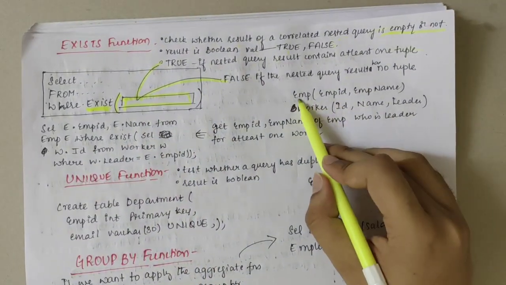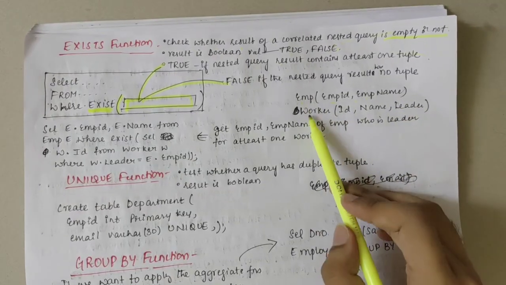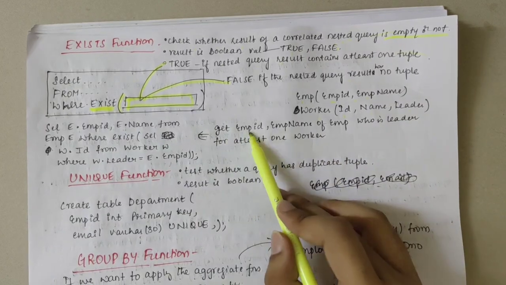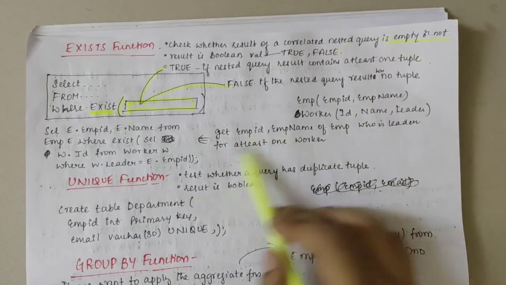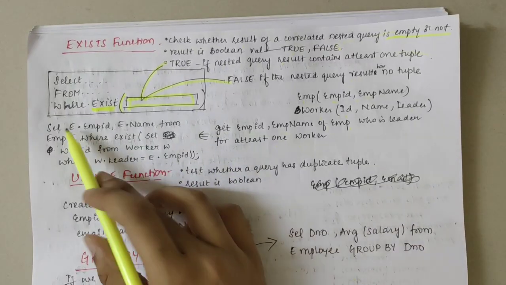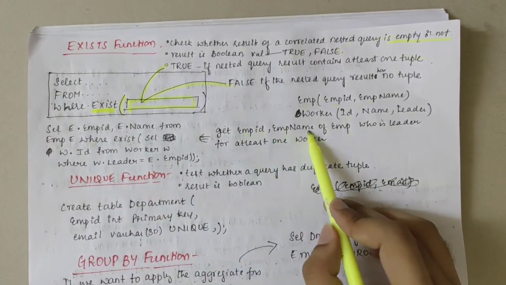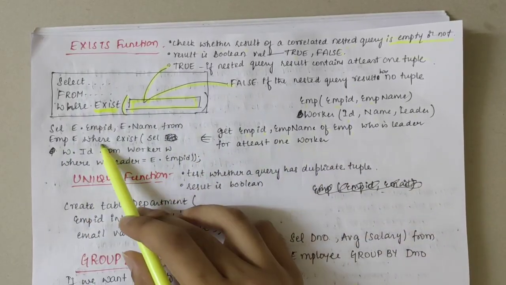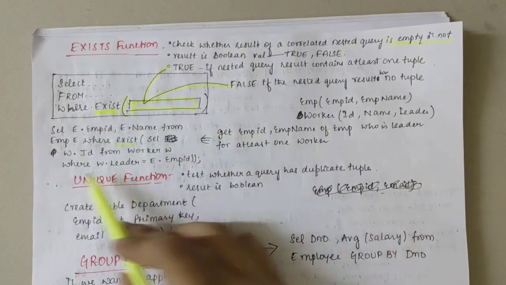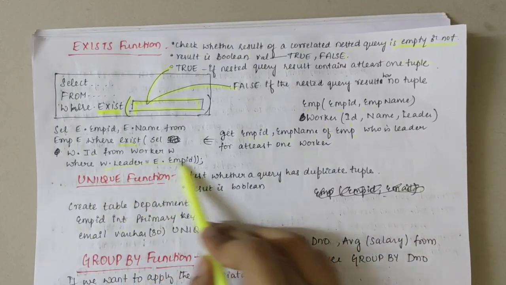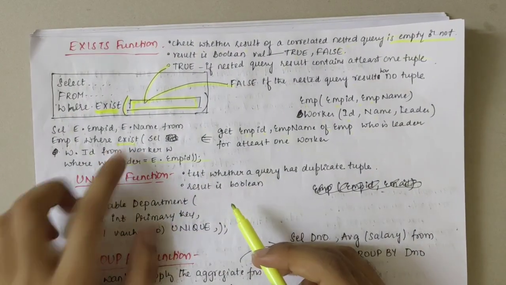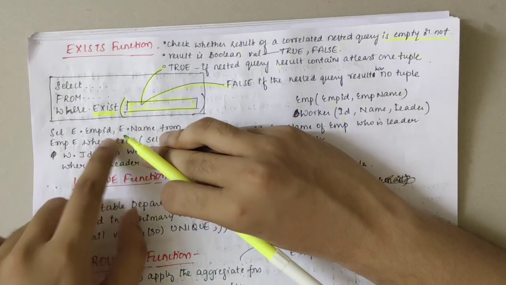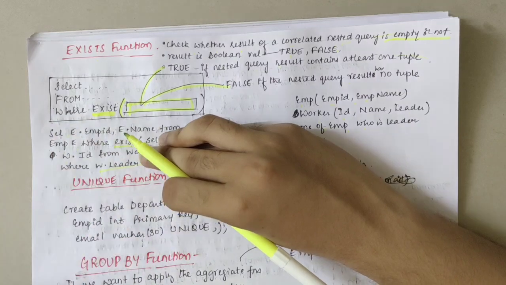So let's see the example. Here we have one table employee, with employee ID and employee name, and then here we have worker, with worker ID, name, and leader. We need to get the employee ID and employee name of the employee who is leader for at least one worker. So select e.employee ID, e.name from employee E, where EXISTS, select w.id from worker W, where this condition is satisfied. So this is how we write EXISTS. If the nested query part holds true, then this will hold true. If not, nothing would be generated there.